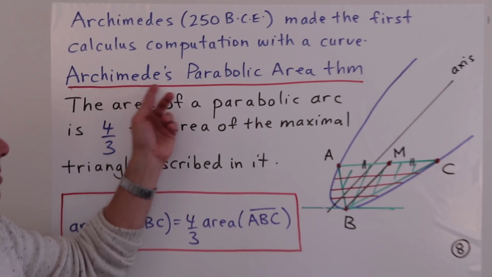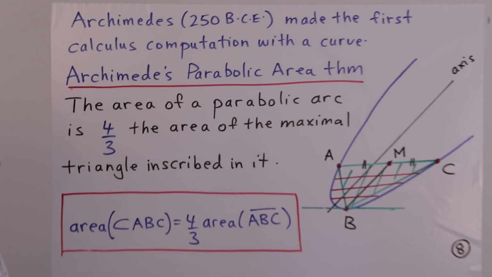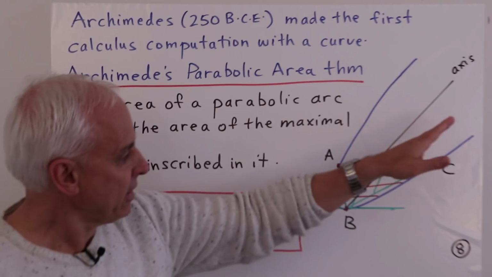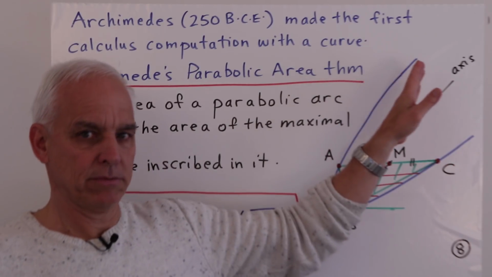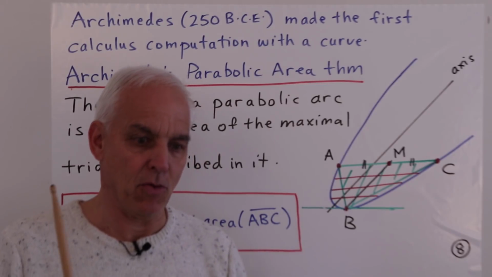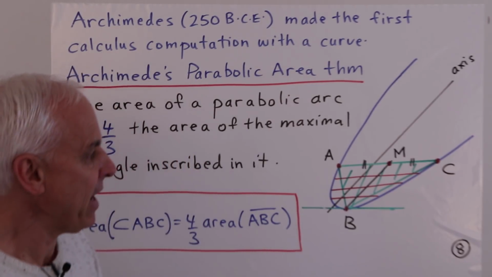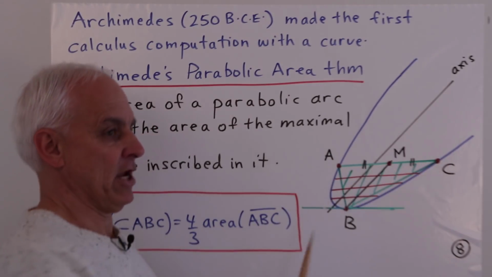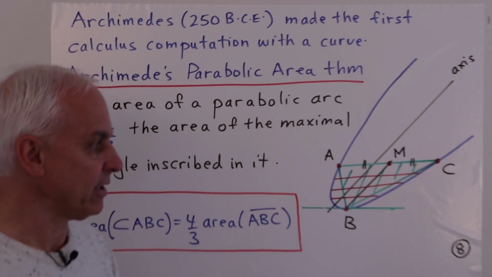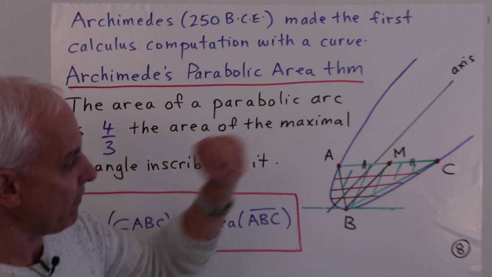And we can call it Archimedes' Parabolic Area theorem. And so I'm going to frame it this way. So here is a parabola. Now, the ancient Greeks did not think about a parabola as being the graph y equals x squared in the Cartesian framework. They had a rather geometrical understanding of a parabola, and we'll talk about that in a later video. So let's just assume that we have this parabola of Archimedes.